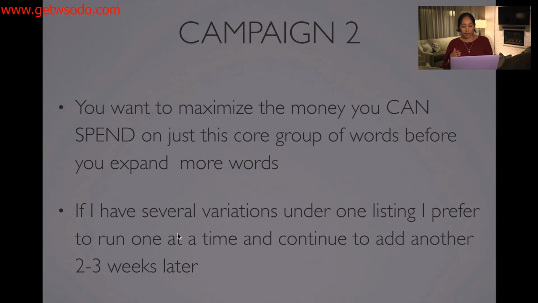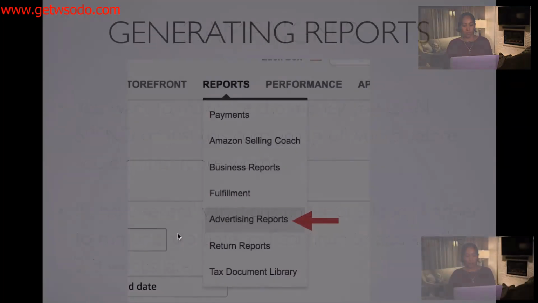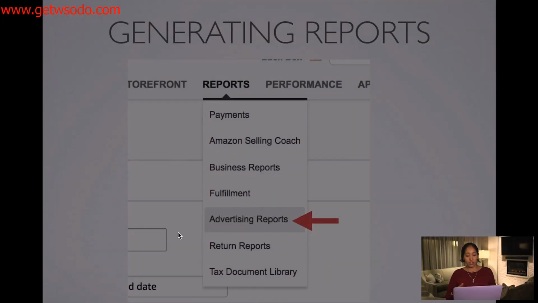If I have several variations under one listing, I prefer to run one variation at a time and continue to add another one later. So what I mean by that is, if my best-selling t-shirt is a black t-shirt, I won't run the blue t-shirt. I'll start with the black t-shirt, just fire everything at that for a couple weeks, and then start adding the other product variations.